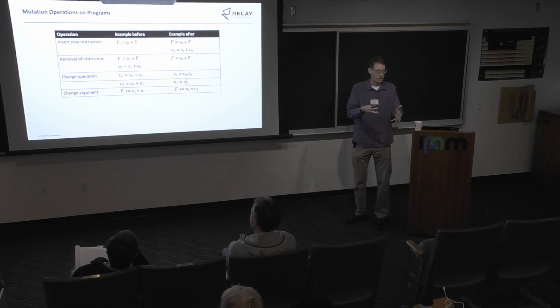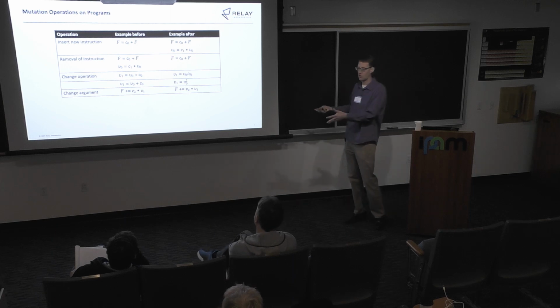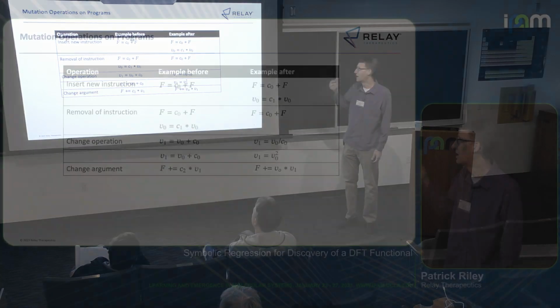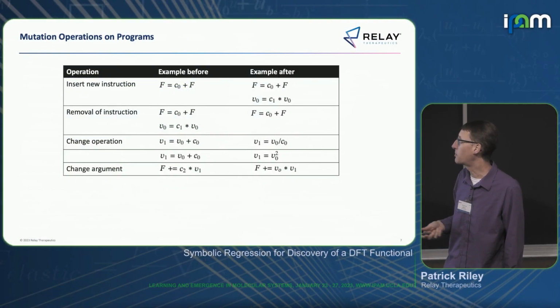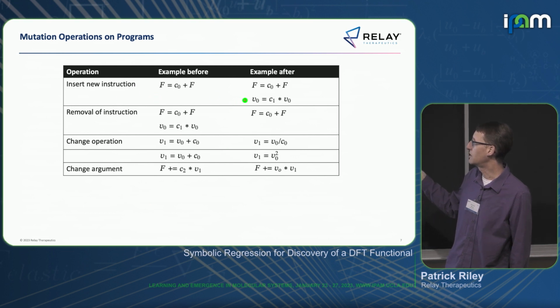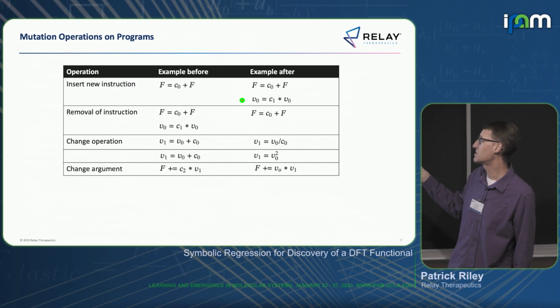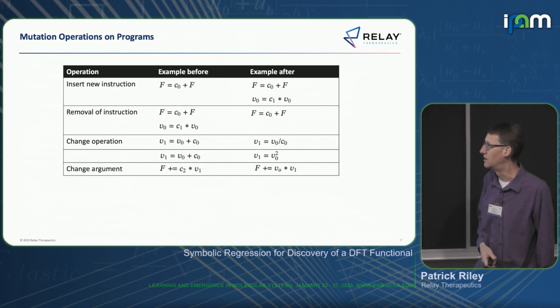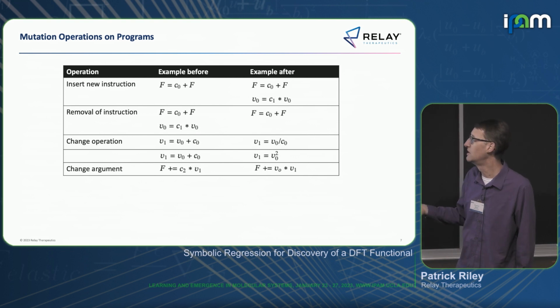So now that you have a program and some operations, how do you go from one program to another? Because the whole game here is searching through programs. The set of operations we allow are basically: we can start with the program and add a brand new instruction. So here we are saying, okay, I'm now going to add an instruction which sets this variable v0 to the constant c1 times the current value of v0. So you can add and remove instructions.